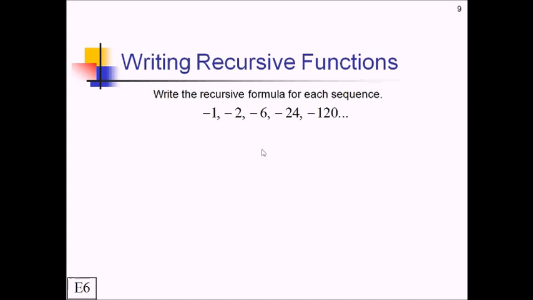Here's another one for you to write a recursive formula for. Pause the video and see how far you can get. All right, so we're starting with an initial condition of -1. That's our A1. Now how do we get from A1 to A2?